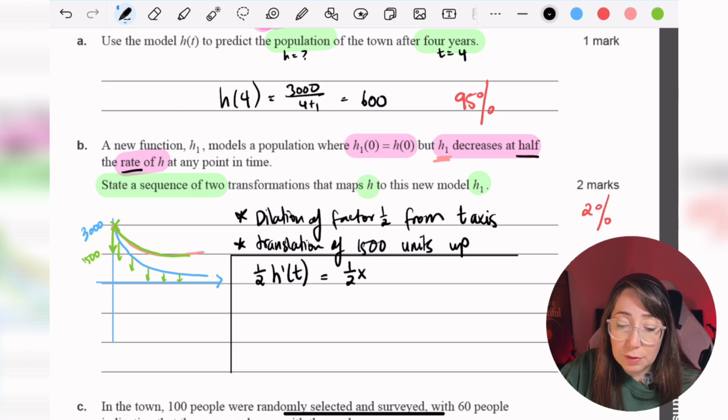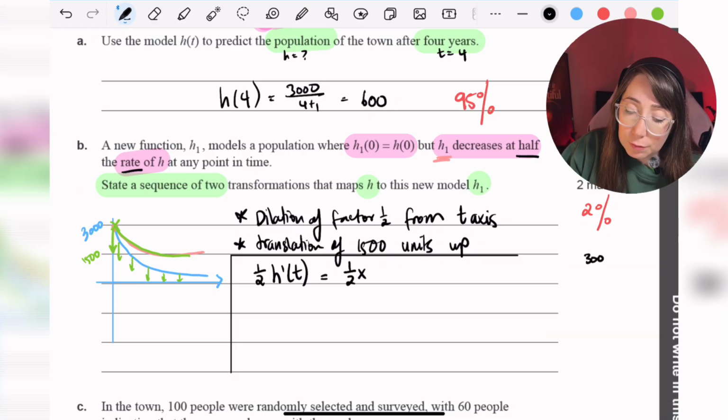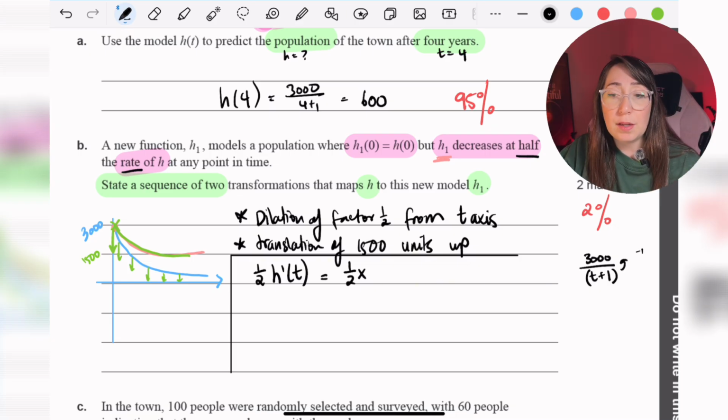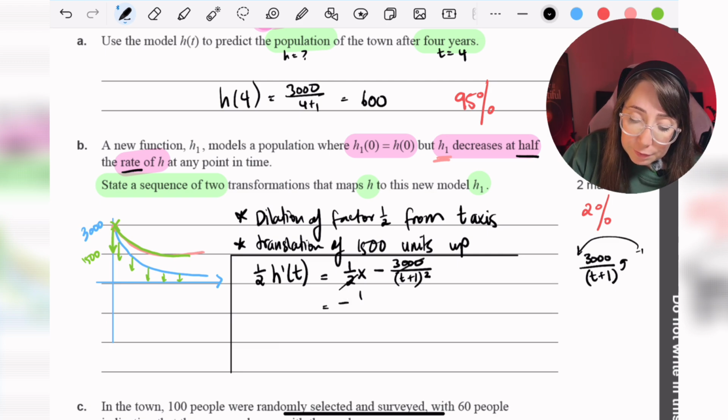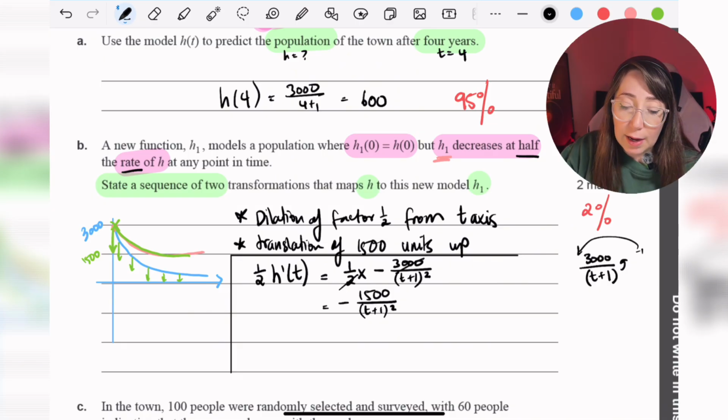Now, how do I find that derivative? Remember, the graph is 3,000 on t plus 1. This, if I take it to the top, becomes to the power of -1. So the way that you differentiate that is you take 1 away from the power and you also multiply by that initial power. So that'll be times negative, and there'll be 3,000. And then if we take 1 away from that power, it'll be to the power of -2. So crossing that out, that will become -1,500 on t plus 1 squared. That's half of the rate.